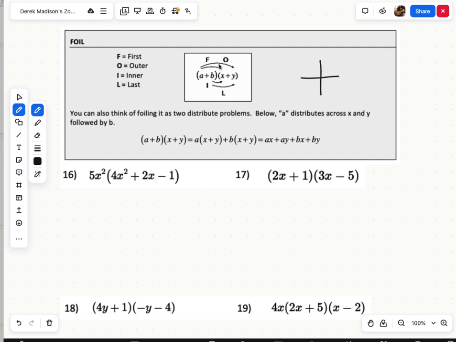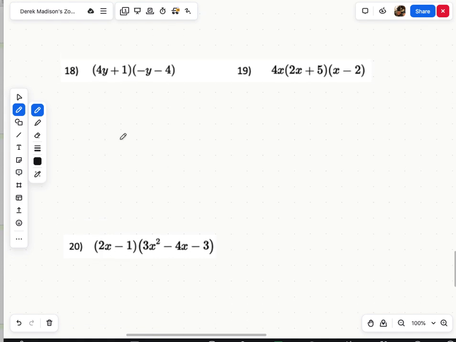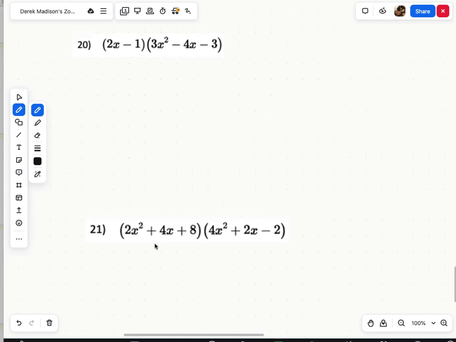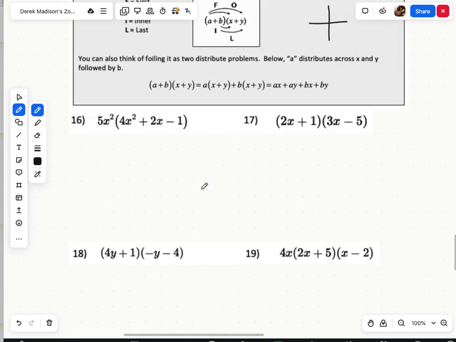For FOIL, it just means we're going to multiply the first terms, that's the mnemonic for this, and then we multiply the outer terms, and then the inner terms and the last terms. The thing that I don't love about FOIL is that it doesn't extend to when the problems get bigger. It's great when we have two things times two things, but when we have two things times three things or three things times three things, that's where FOIL kind of falls apart.